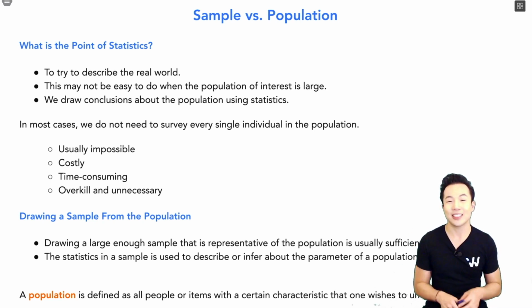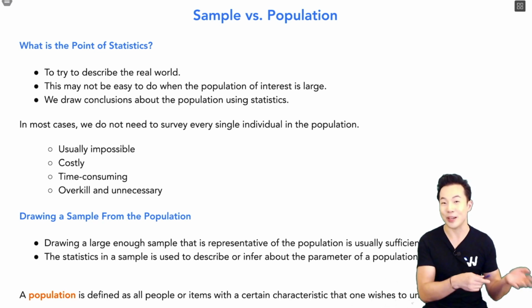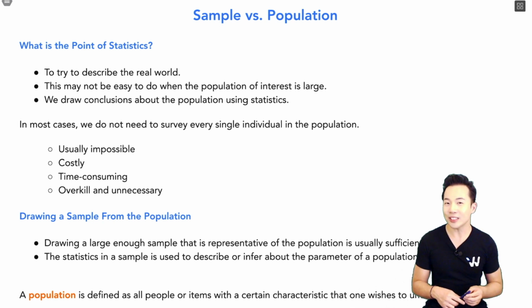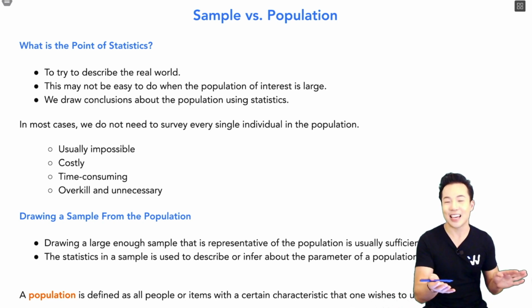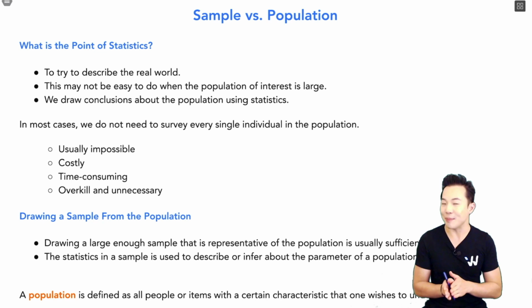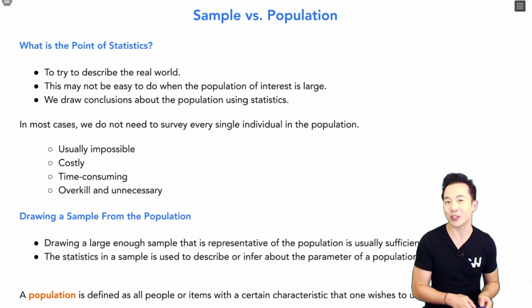In most cases, populations are very large, and you don't need to survey every single individual in the population just to get a good sense of what the real world looks like, or to get a good sense of what you're trying to measure in the population. It is sufficient to just sample from that population. If the population is large and your sampling method is legit, then the information in your sample should be pretty good, or pretty close to what you're trying to measure in the population.